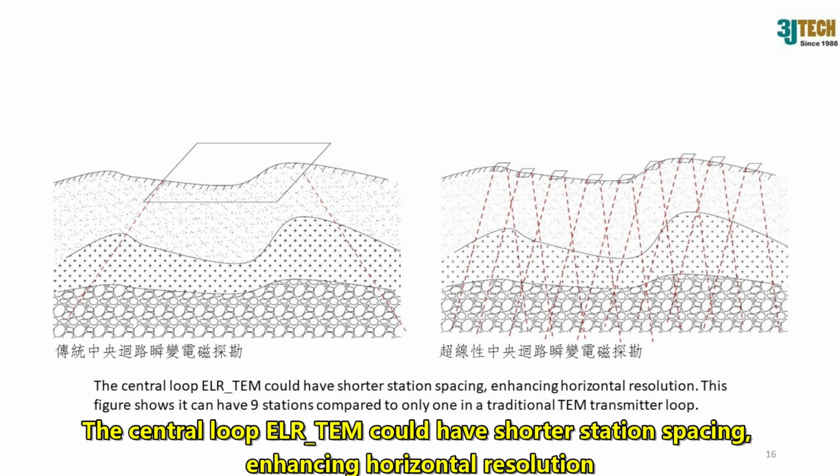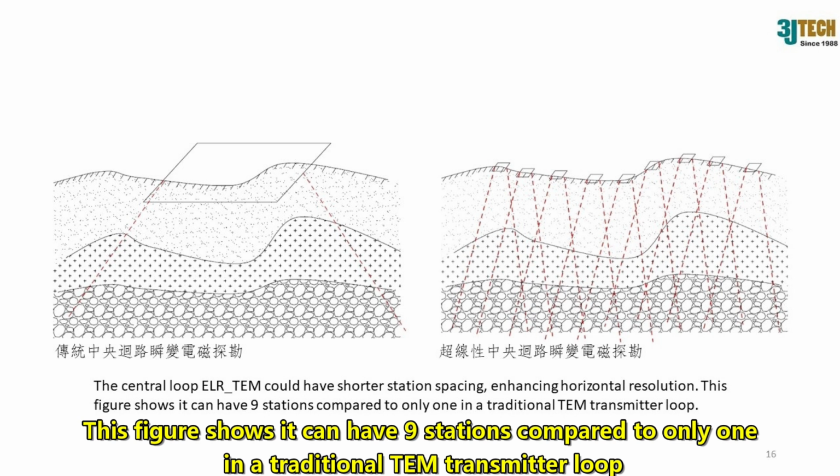Central loop ELR_TEM could have shorter station spacing, enhancing horizontal resolution. This figure shows it can have 9 stations compared to only 1 in a traditional TEM transmitter loop.